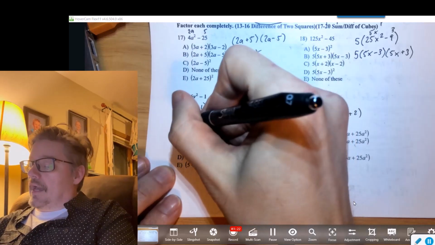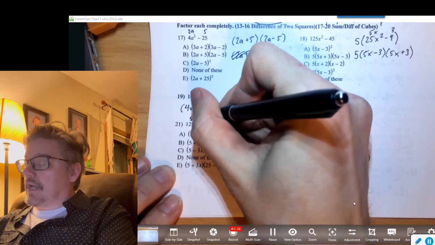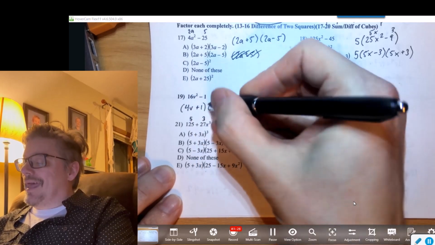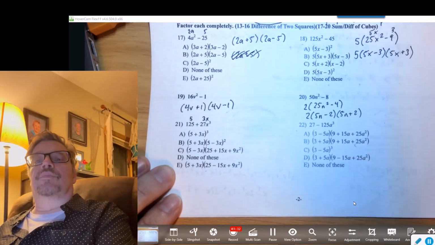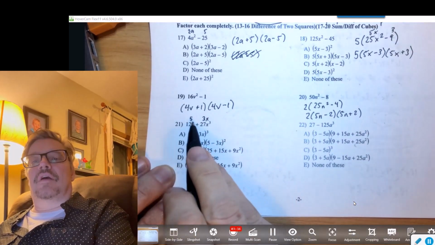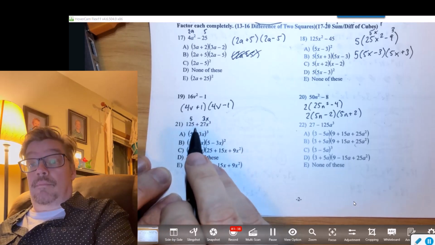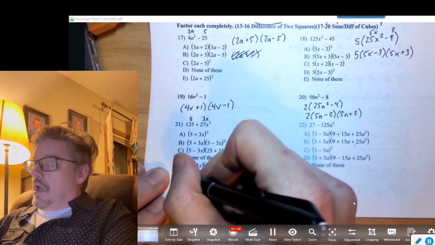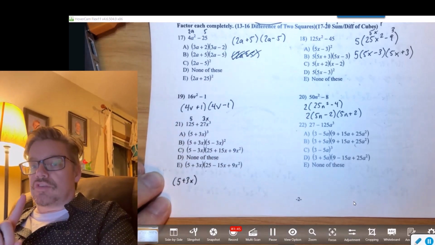Okay, so this guy is being cubed. That is 5 to the third power. 27 is actually 3 to the third power, and x to the third power, that would just be an x. So it looks like I have a 5 and a 3x. Now this is a sum formula. So I'm going to have 5 plus 3x as my first parenthesis.